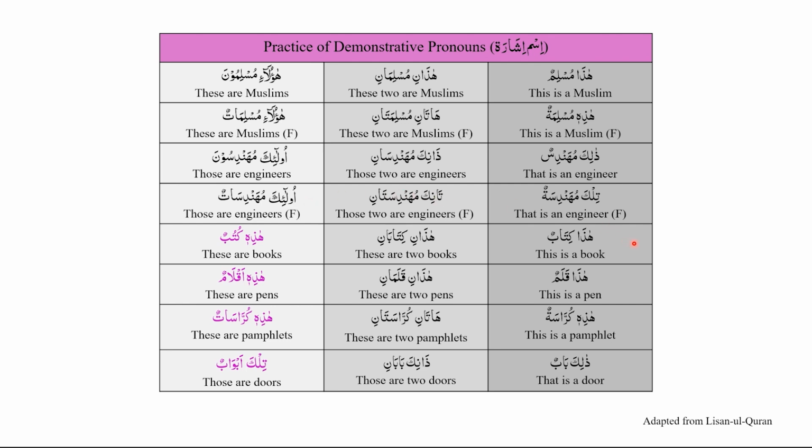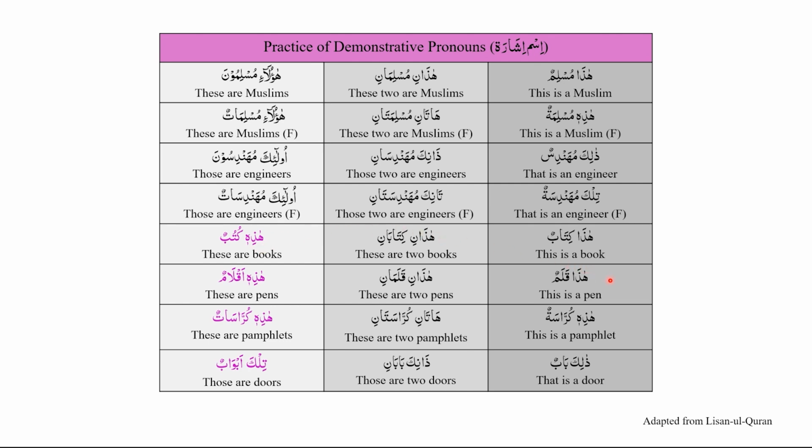Haza kitabun. This is a book. Hazani kitabani. These are two books. Hazihi kutubun. These are books. Please note that we are not saying haulai kutubun. We are saying hazihi kutubun because kutubun is the plural of a ghair aqil or non-intelligent ism. Therefore, the ism ishara that will be used for the plural of a ghair aqil ism will be singular and feminine, which will be hazihi.